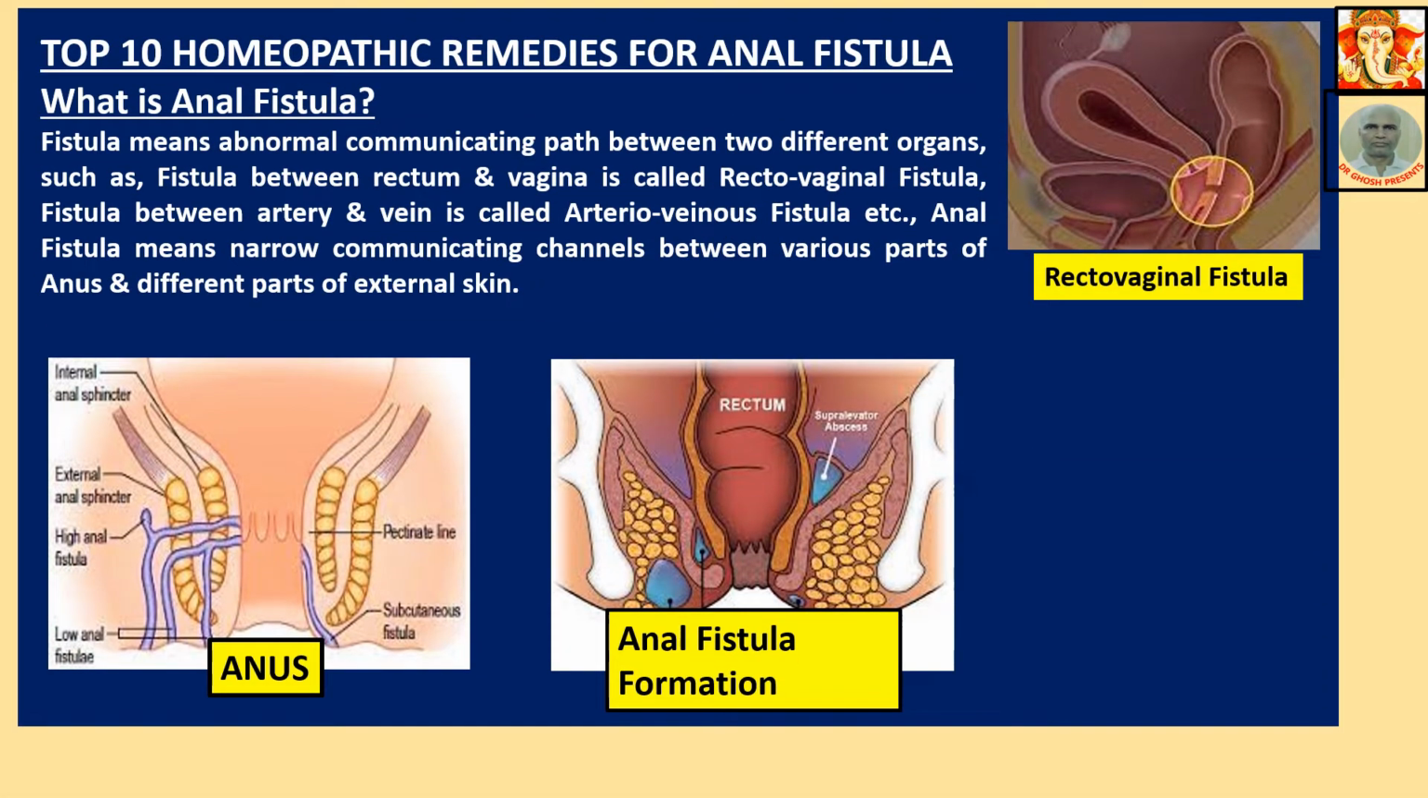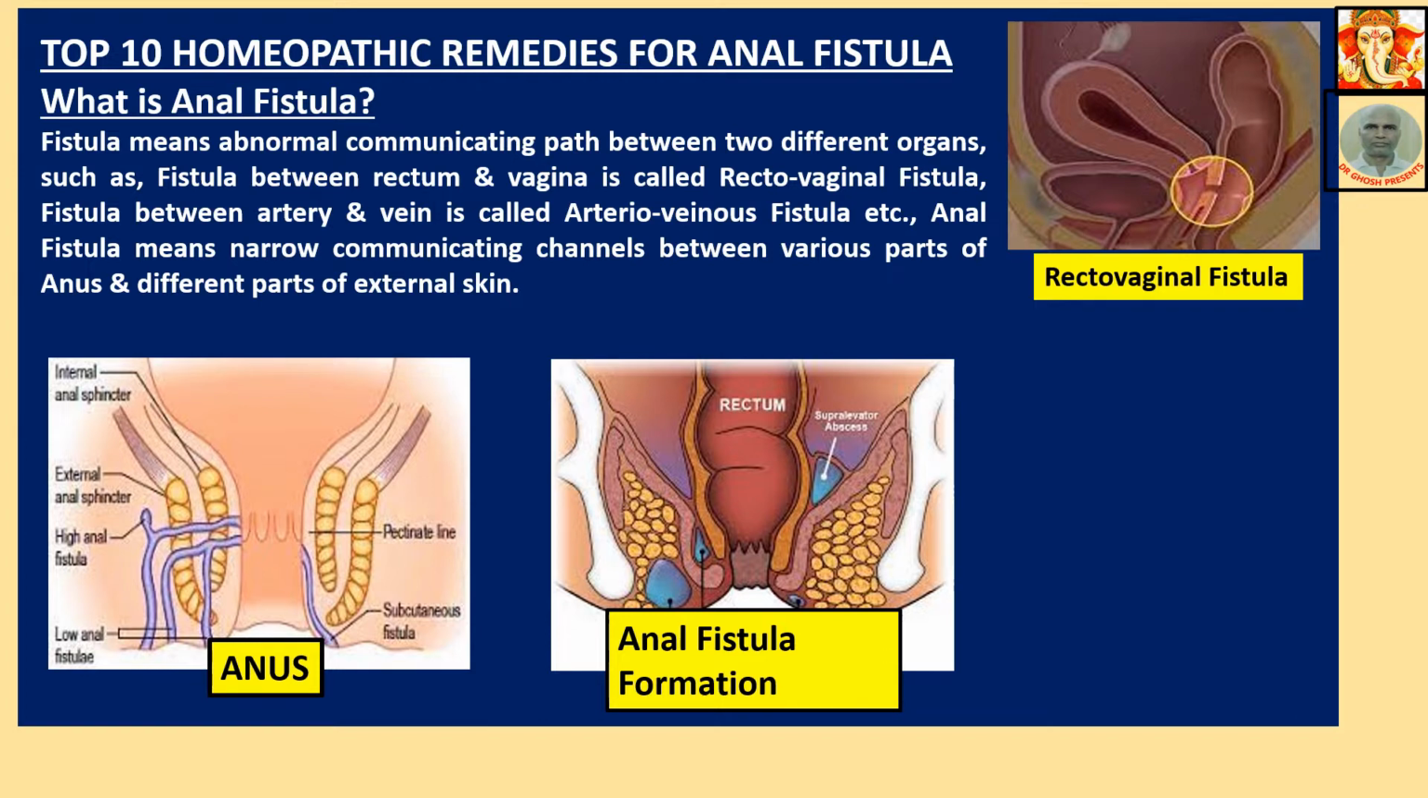Top 10 homeopathic remedies for anal fistula. What is anal fistula? Fistula means abnormal communicating path between two different organs, such as fistula between rectum and vagina is called recto-vaginal fistula. Fistula between artery and veins is called arterio-venous fistula, etc.